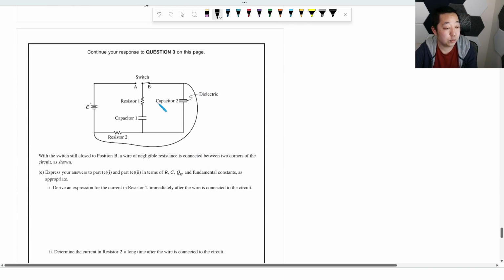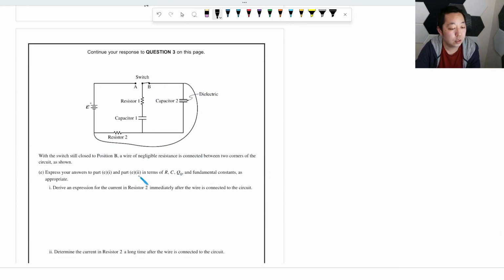With the switch closed in position B, a wire of negligible resistance is connected between the two corners here. Express your answers in terms of R, C, Q naught. Derive an expression for the current in resistor 2 immediately after the wire is connected. So the switch is still closed. What have we done now? We have a VC here, and what we've done is now we have a wire of negligible resistance connecting the two.